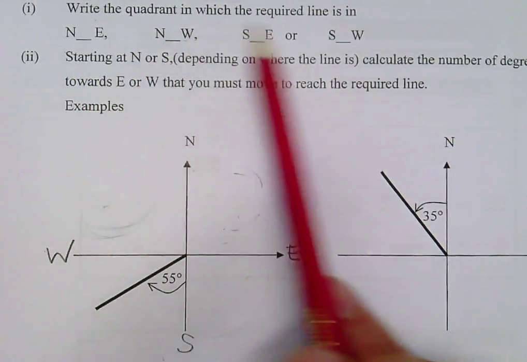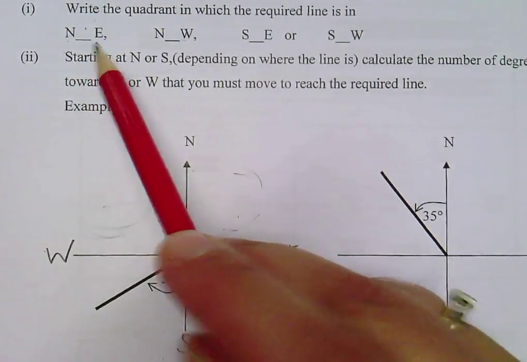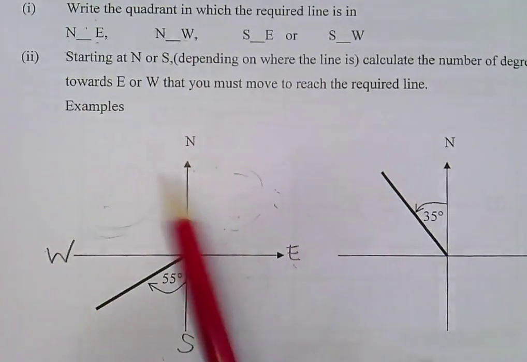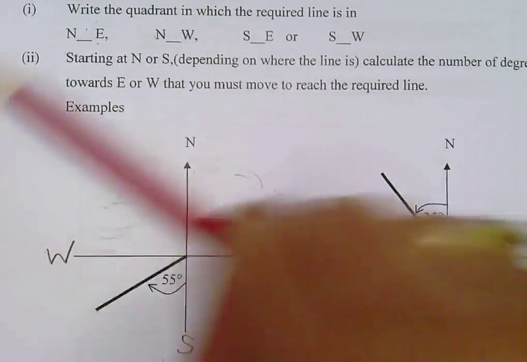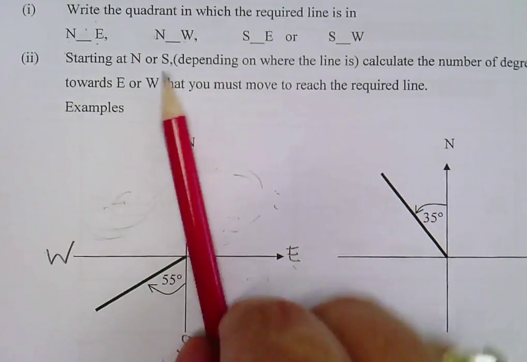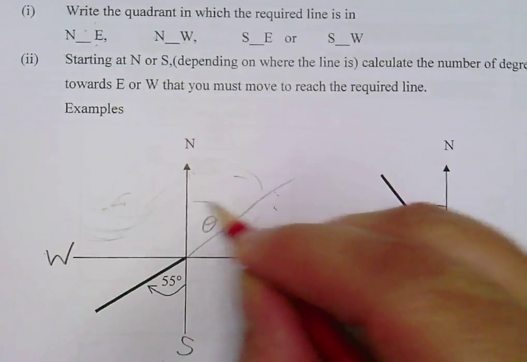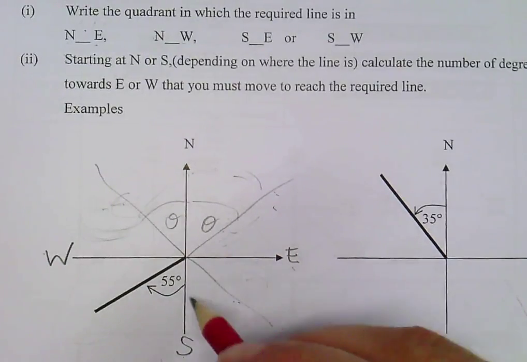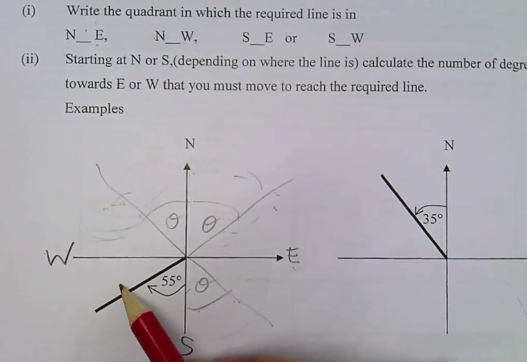What I've got here are the formats in which you must write a bearing. It's got to be north something degrees east. So north something degrees east would be here. Or if it's in this quadrant over here, it would be north something degrees west. If it's down here, it would be south something degrees east. And south something degrees west.